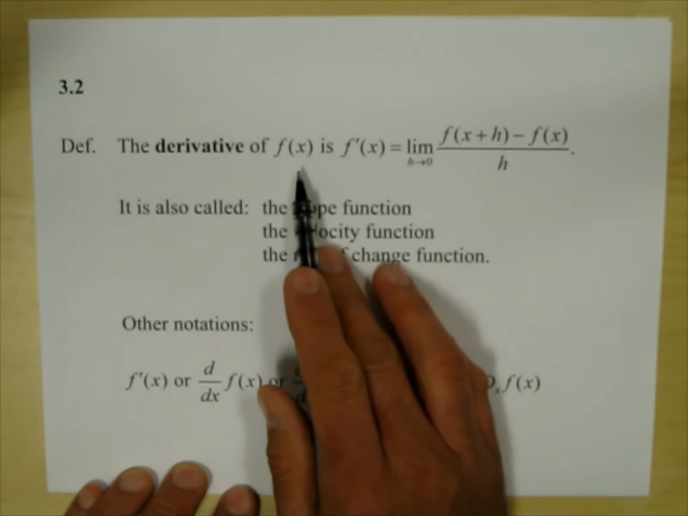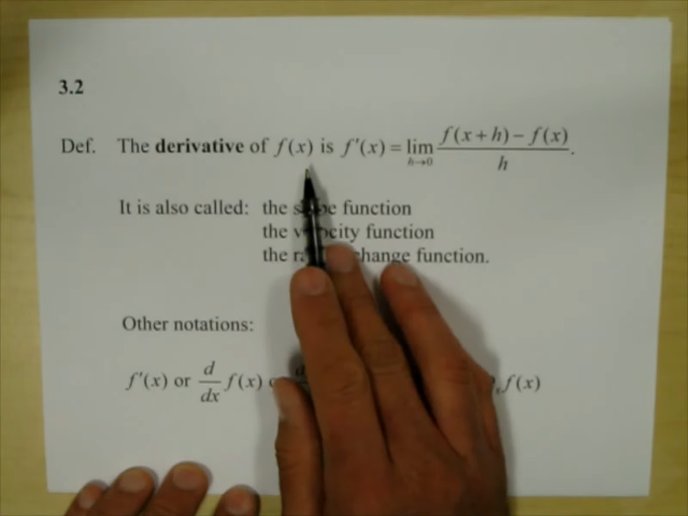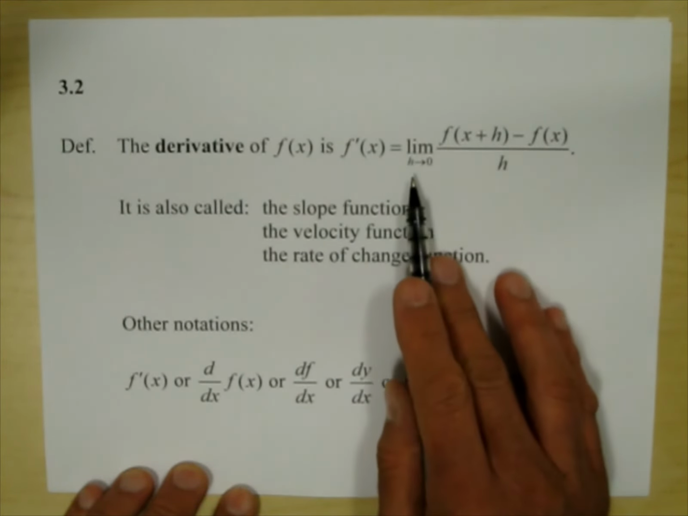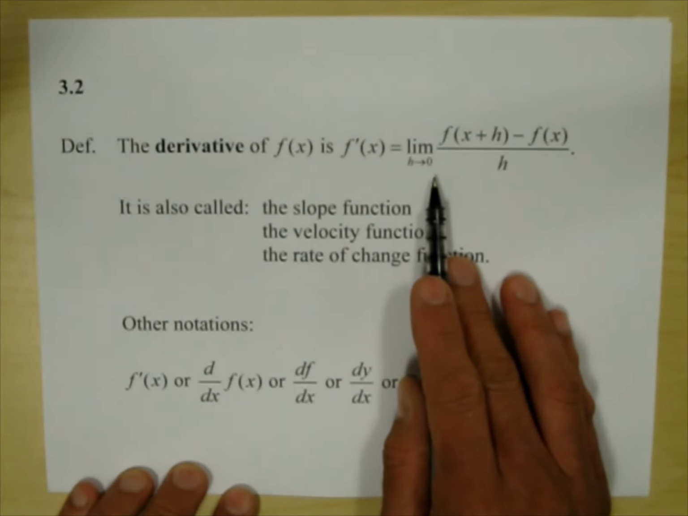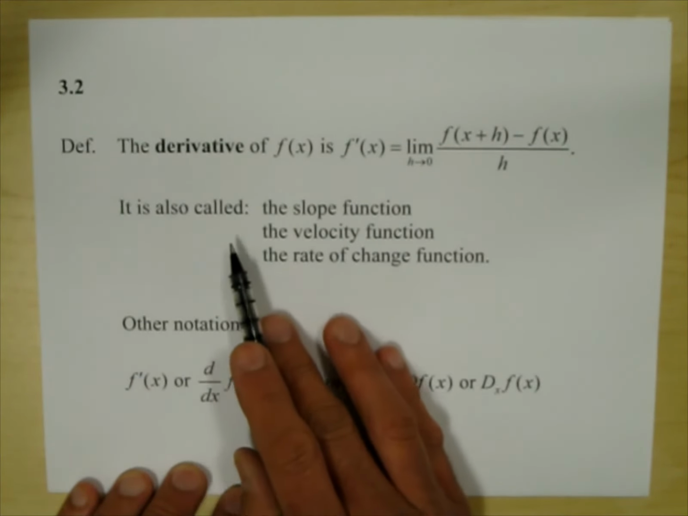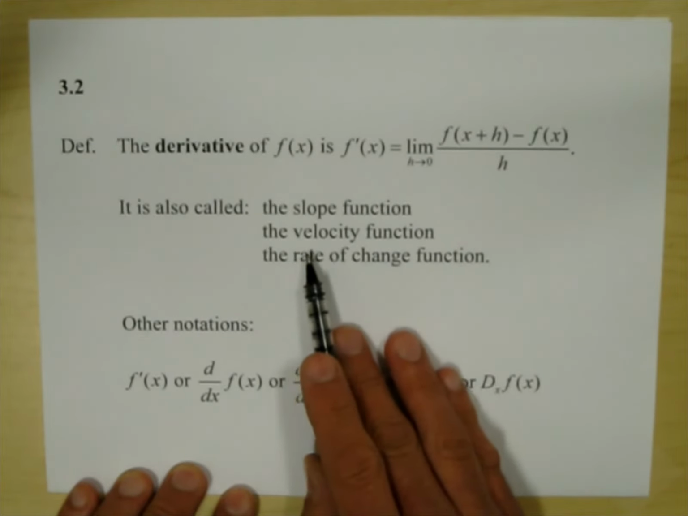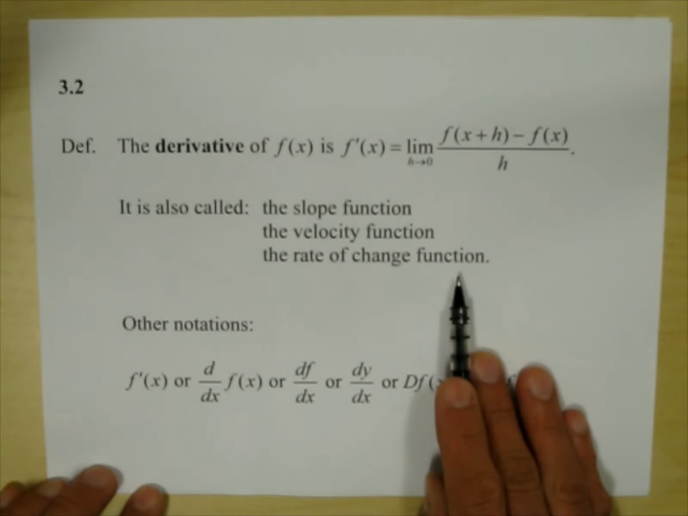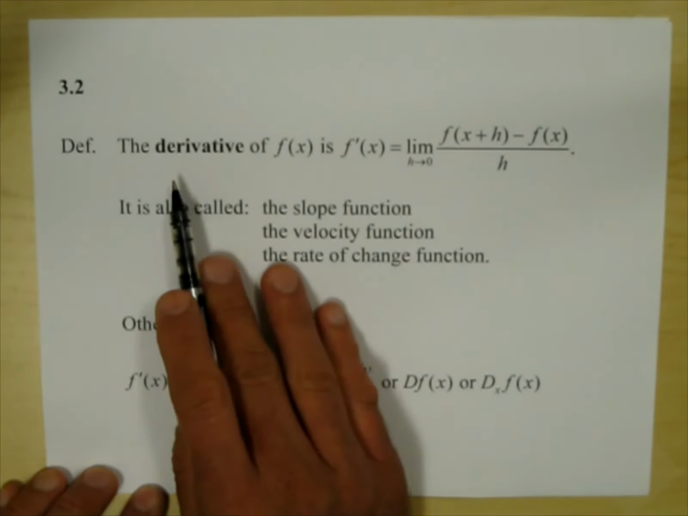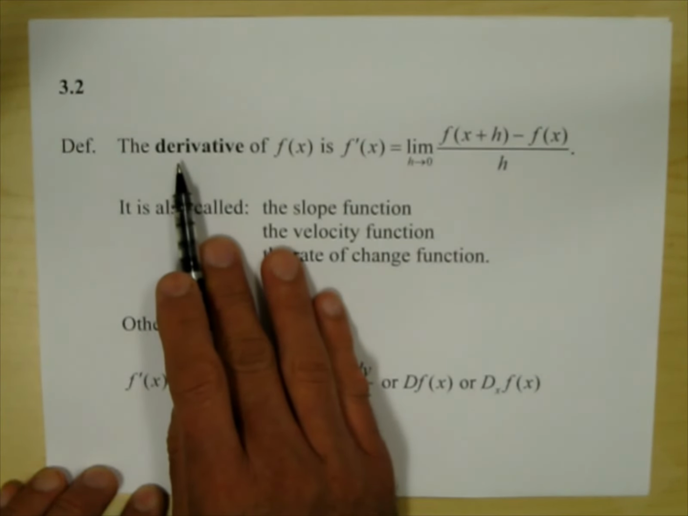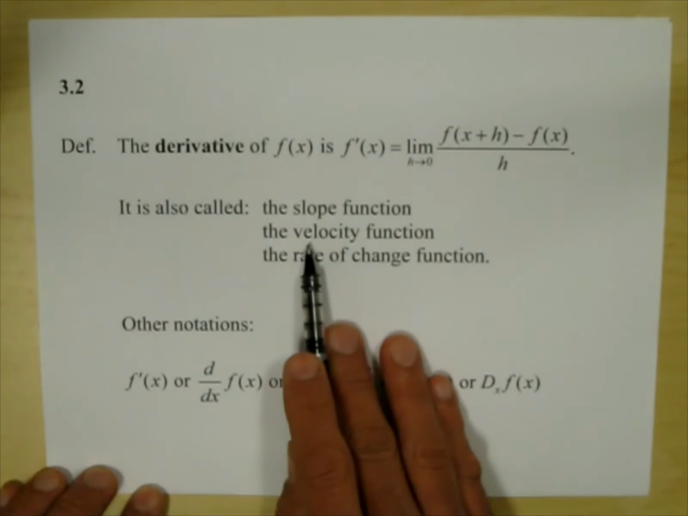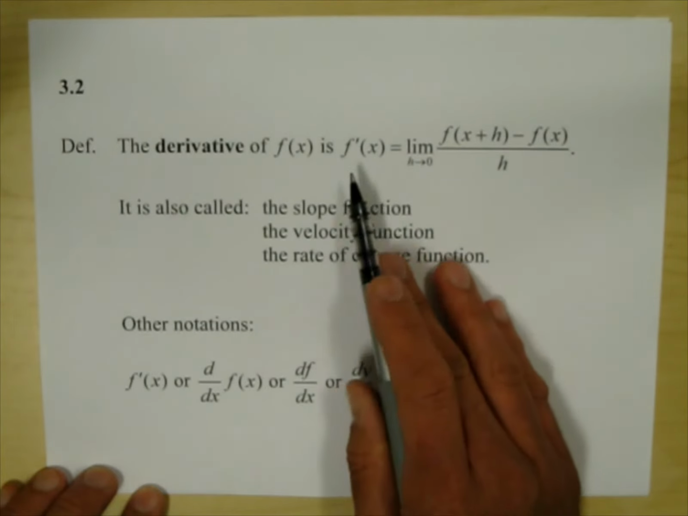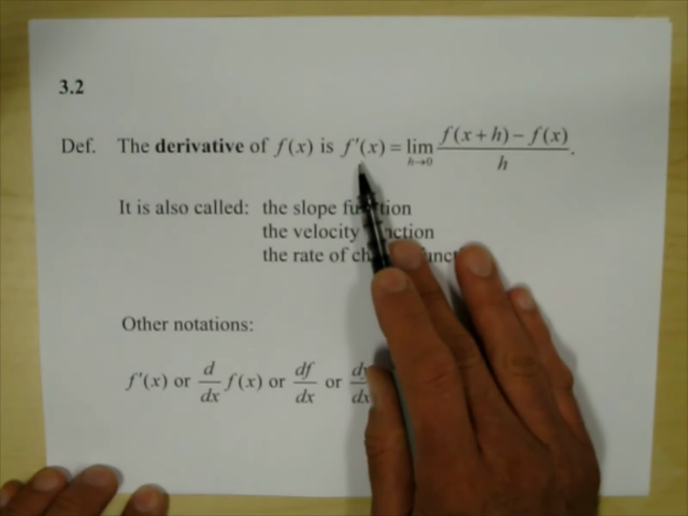The derivative of f of x is f prime of x. There's the limit of the difference quotient as h goes to 0. The derivative is also called the slope function, the velocity function, and the rate of change function. There's probably other names as well. We've kind of learned what the derivative is by velocity. That was our approach with the bugs. But now we're saying the derivative, this f prime, is just a function.